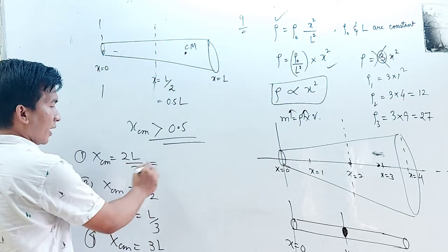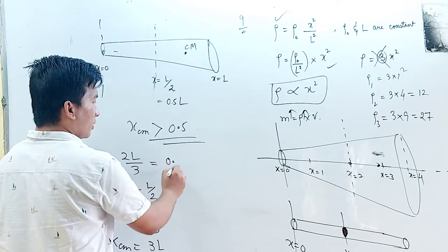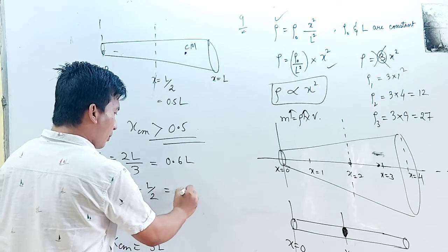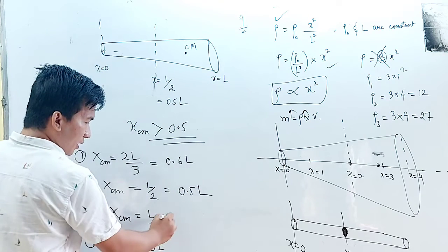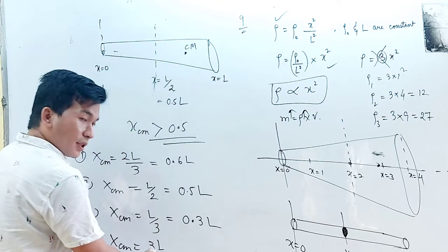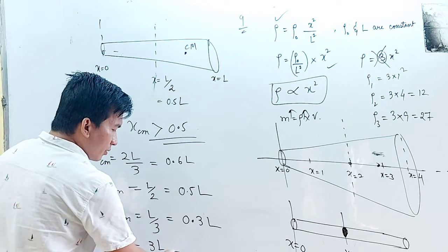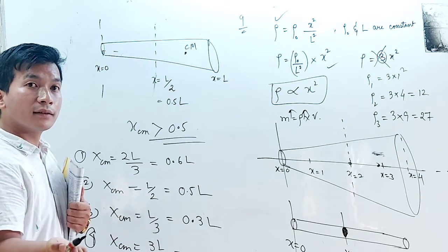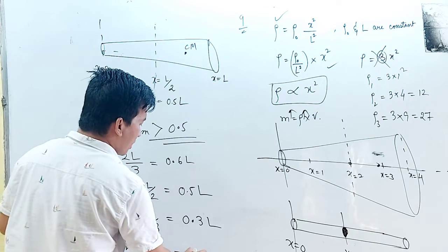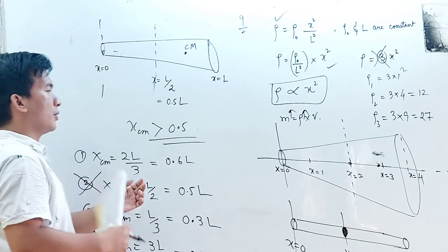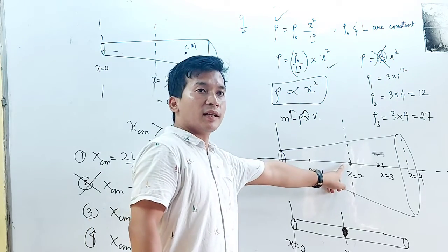Now see, 2L by 3 is 0.6 L. This one is 0.5 L. This one is 0.3 L. And this one will be 0.7 L, since 3 by 4 is 0.75. Here, this cannot be our answer.